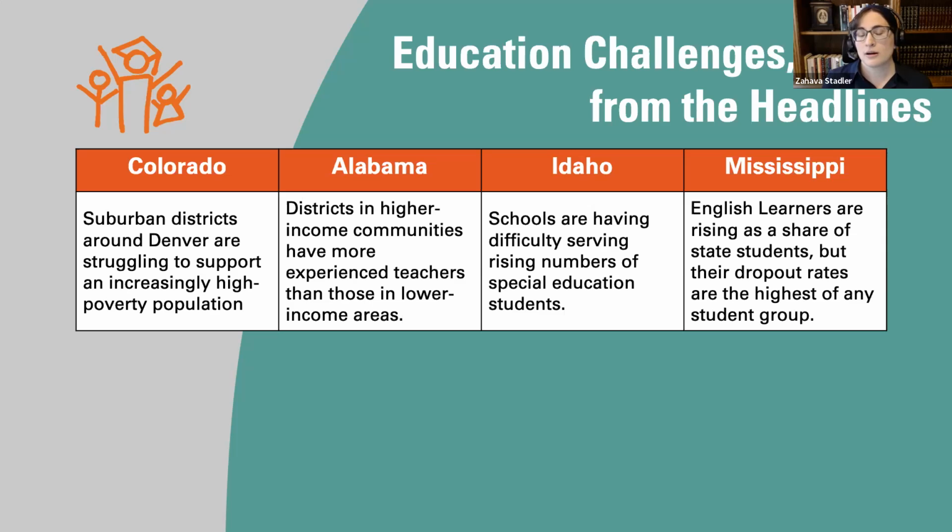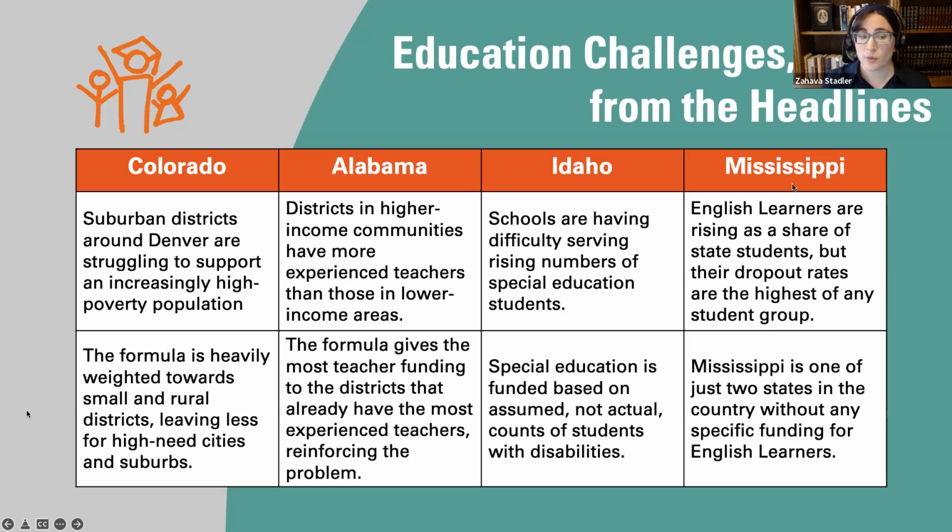None of these are problems that you would only see in these states, but what is unique to these states are these things. And these are things that weren't always included in the coverage of these challenges. These pieces of information about each of the state's funding formulas. Yes, there's rising need in the Denver suburbs, but the formula is actually designed to specifically support small and rural districts really heavily, and that ties up a lot of funding, even in the face of changing circumstances.